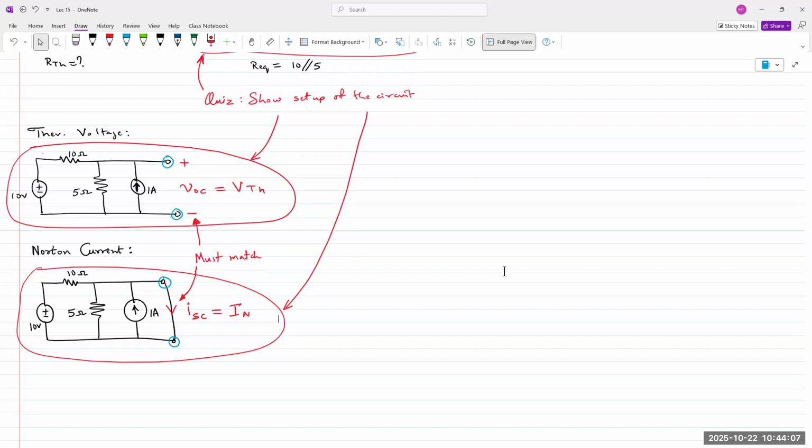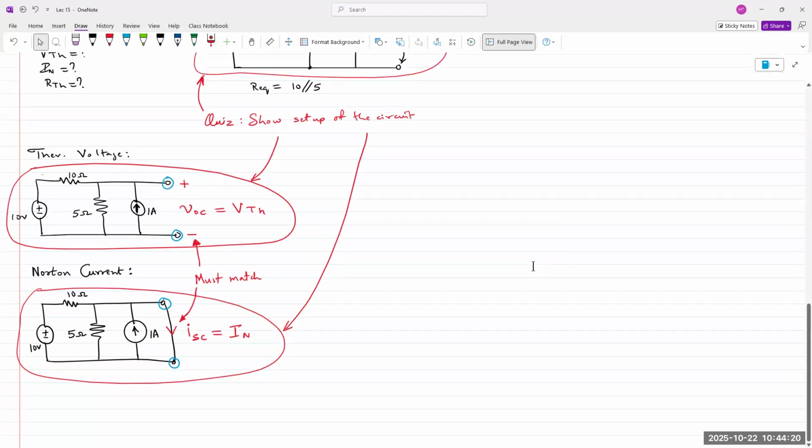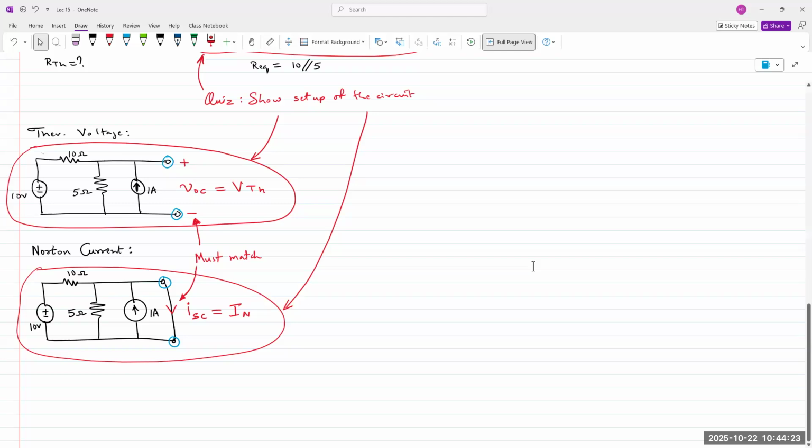No analysis required. Analysis is something you have done. I'm not assessing on those. If the setup is incorrect, the rest of your analysis does not matter. So setup is the most important thing for Thevenin Norton. No analysis. Okay.